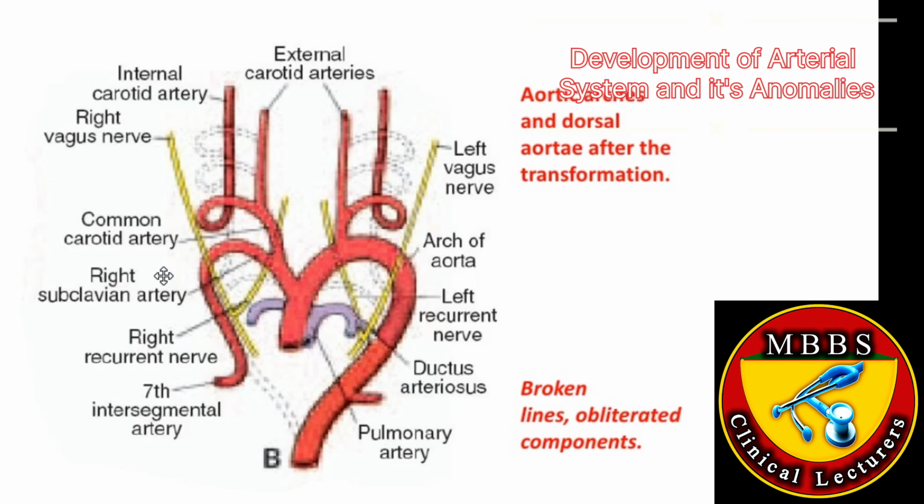Why does it happen like that? It is because in the sixth aortic arch on the left side, the distal part of it has formed the ductus arteriosus, but on the right side, that distal portion has degenerated. So the loop goes a little bit higher and comes under the subclavian artery on the right side, but on the left side it is a little lower and under the ligamentum arteriosum.